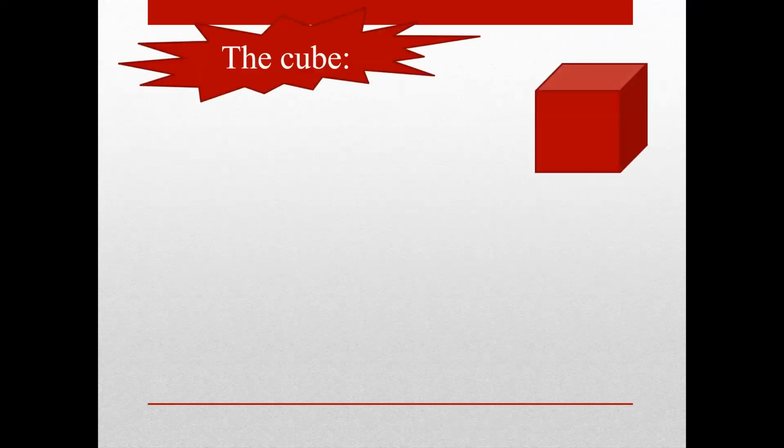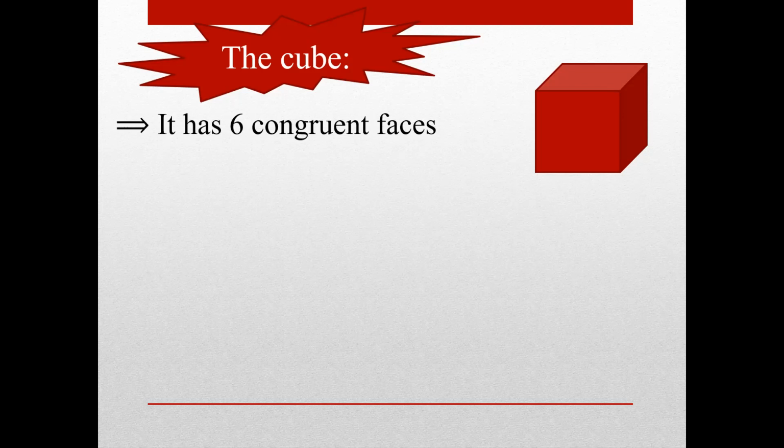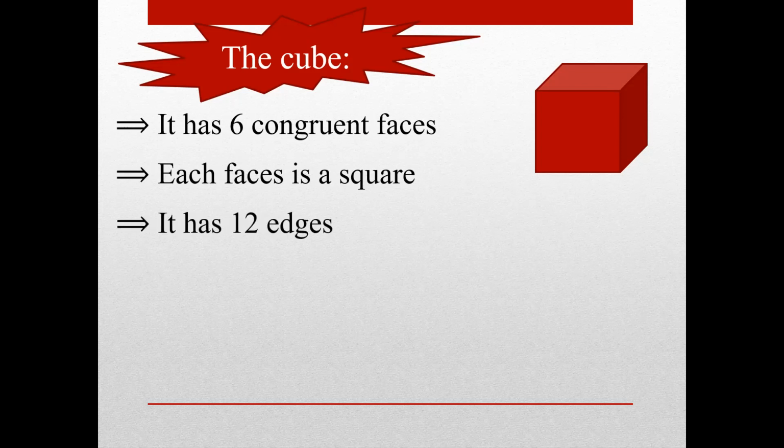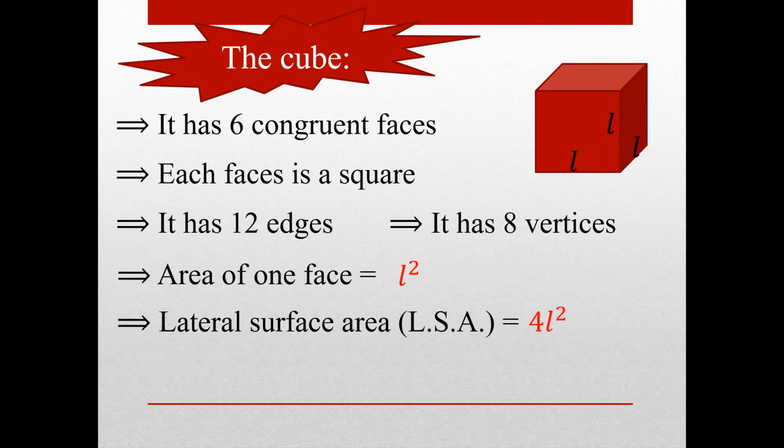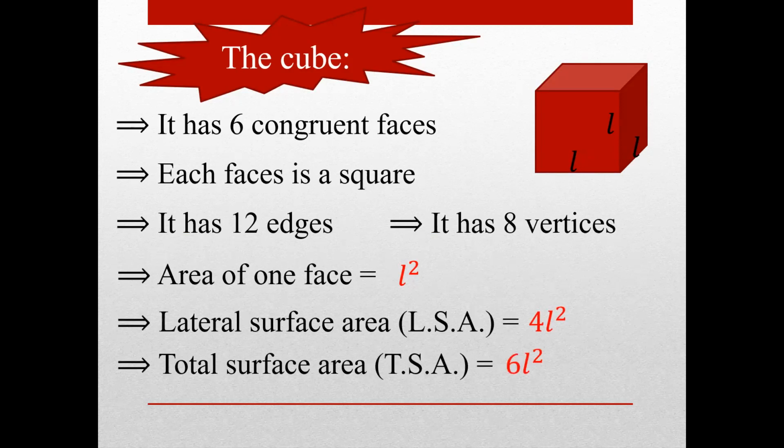The next solid is the cube. The cube has 6 congruent faces because each face is a square. It has 12 edges. It has 8 vertices. Area of one face equals L to the power 2, which means L times L. Lateral surface area equals 4L to the power 2, and total surface area equals 6L to the power 2.